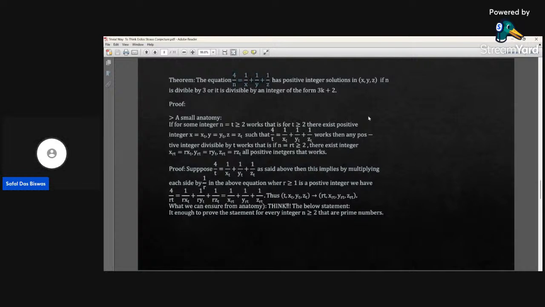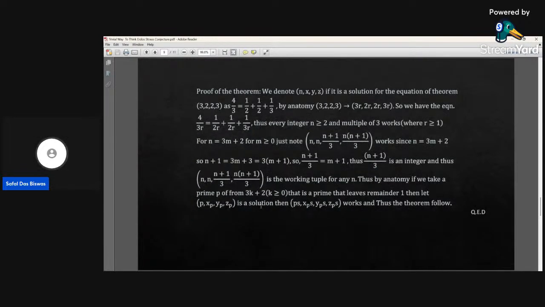I mean, in terms of n you will not see it. So we denote (n, x, y, z) if it is a solution of the equation of the theorem. We claim that for n = 3 we have (2, 2, 3), as 4 by 3 is actually 1 by 2 plus 1 by 2 plus 1 by 3. Fine, because this 4 by 3 can be represented in this form.